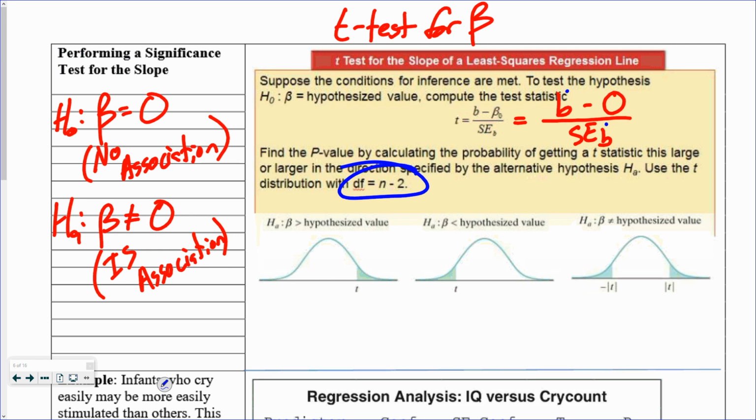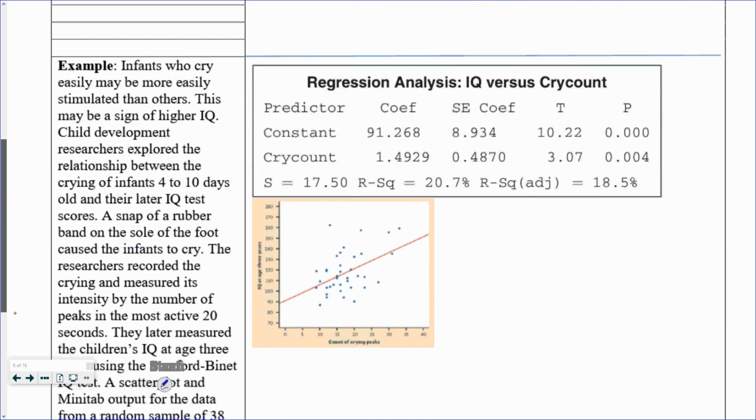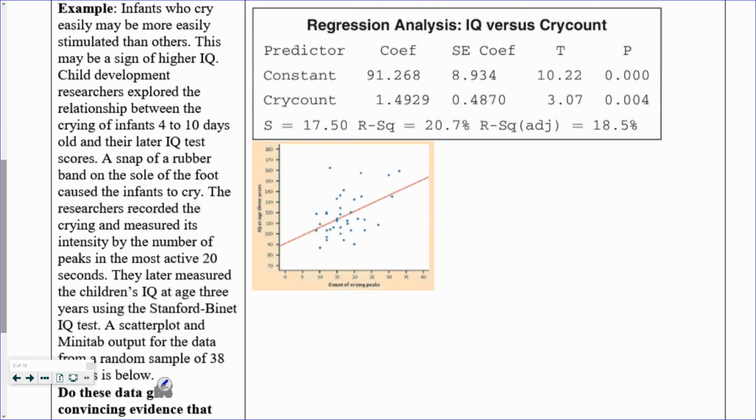So if there really was no association, if the true slope really was 0, what's the probability that we get a result this far away from 0 or further? So here we go. Infants who cry easily may be more easily stimulated than others. Might be a sign of high IQ. Great. Child development research has explored the relationship between crying of infants 4 to 10 days old and their later IQ. We snapped some rubber bands on the soles of the feet of these babies, made them cry.